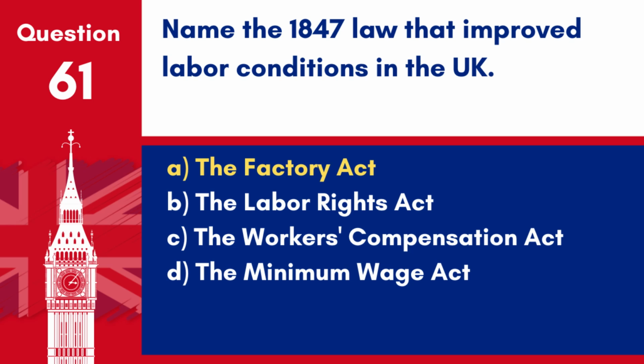Answer A. The Factory Act. The Factory Act of 1847, also known as the 10 Hours Act, was significant for improving labour conditions in the UK by limiting the working hours for women and young persons in textile mills to 10 hours per day.